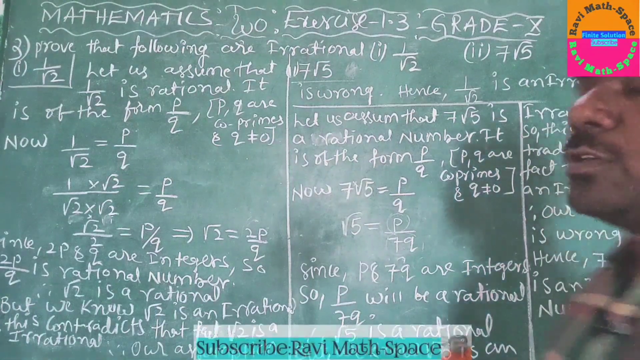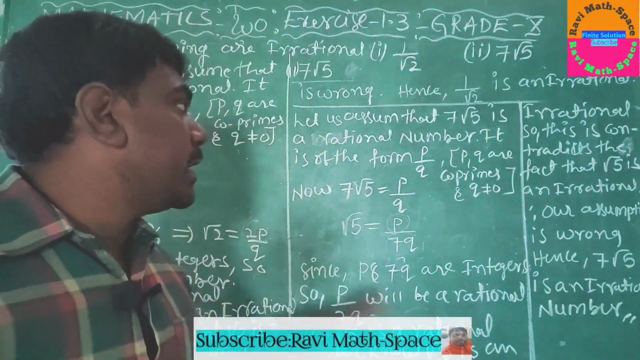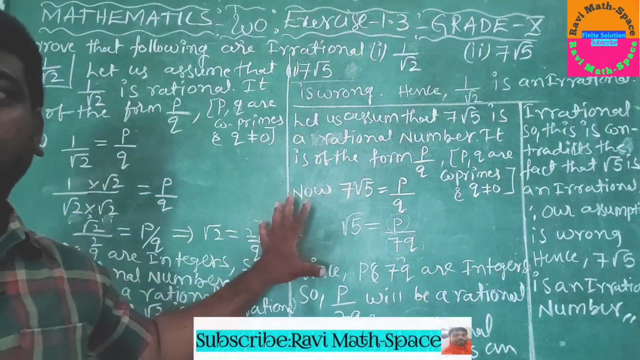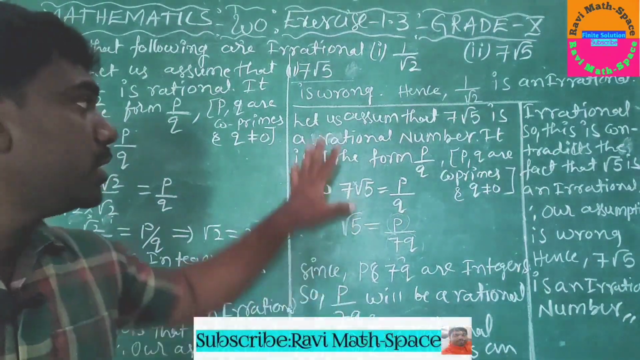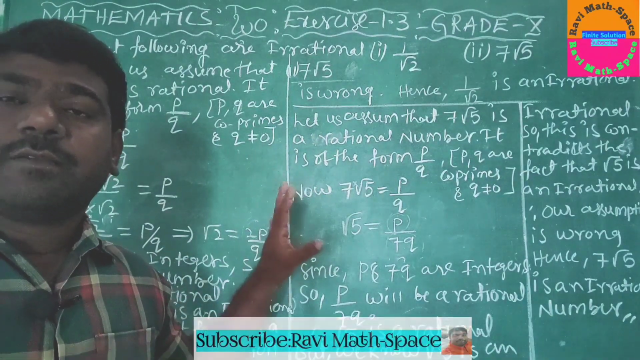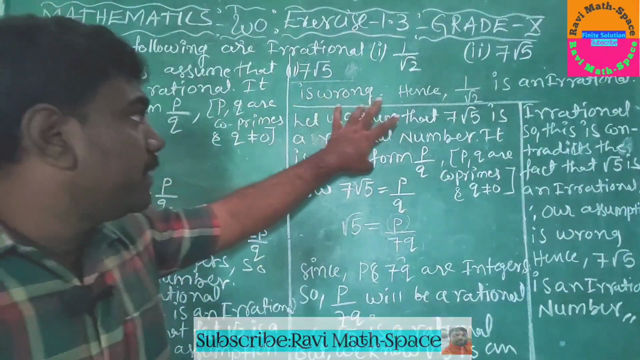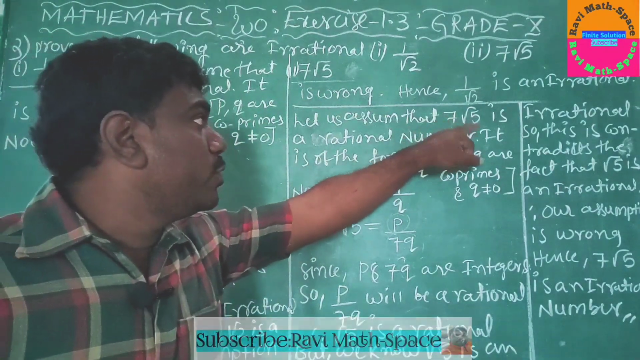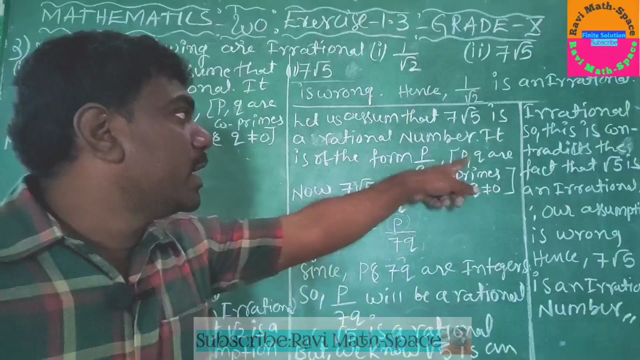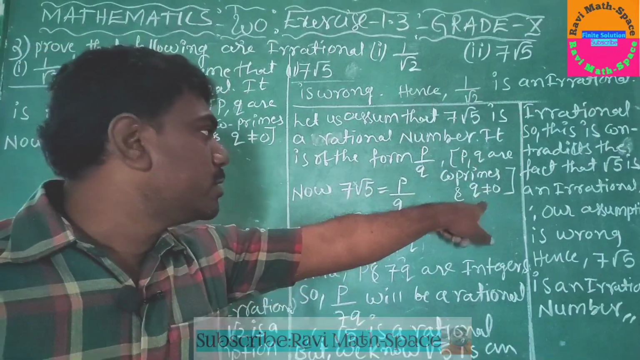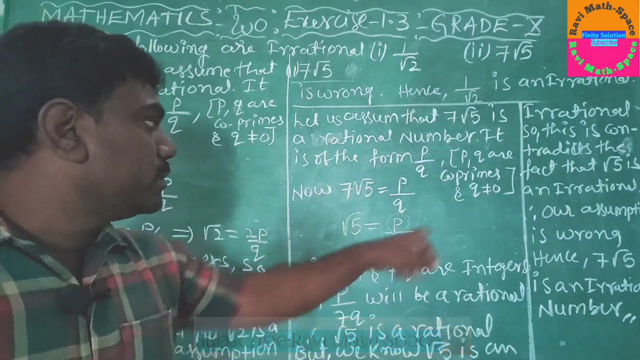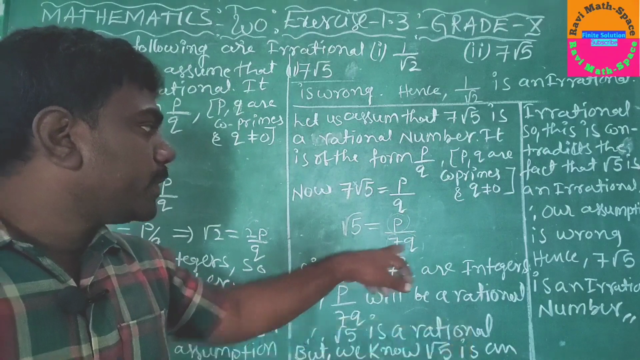Hence proved. So this is the simple proof. Once again, see both problems, you can compare. I applied the same procedure here. Don't memorize problems, just understand the concept and mathematics is very easy. First we assume 7 root 5 is a rational number. It should be in the form p by q, where p, q are co-primes and q not equal to 0. Now 7 root 5 equals p by q. Sending 7 to that side, it becomes p by 7q.